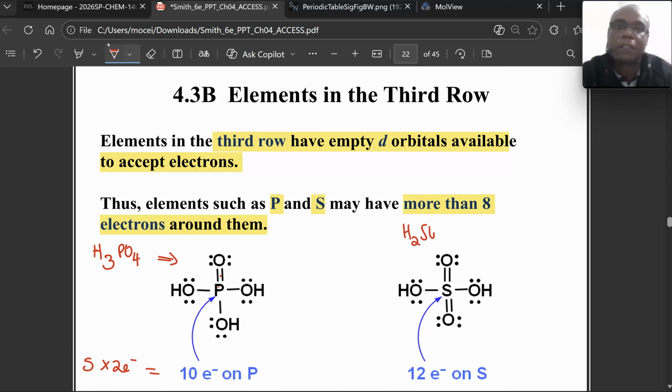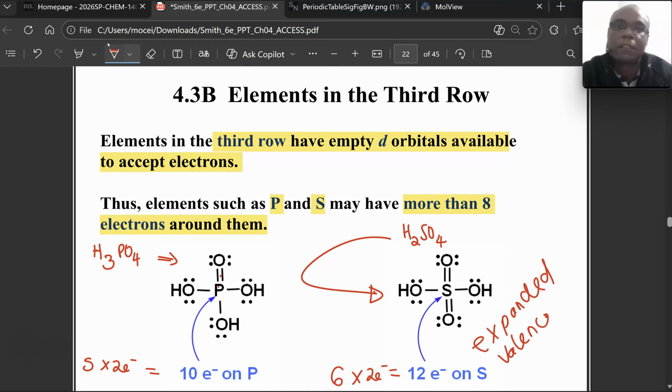Same thing happens for sulfuric acid, H2SO4. The Lewis structure will look like this, with the sulfur there having 6 bonds. So 6 times 2 electrons will give you 12 electrons. This situation is called expanded valence shell. This situation where elements are taking more than 8 electrons is called expanded valence shell. Those elements have expanded valence shells, and that includes phosphorus and sulfur in this case.